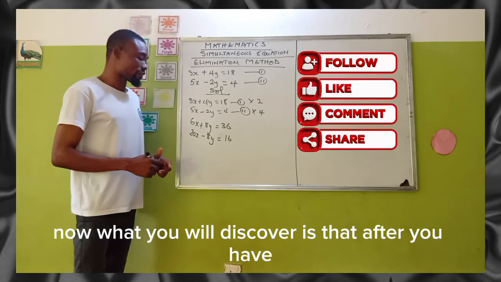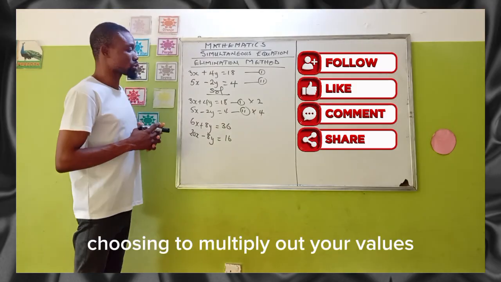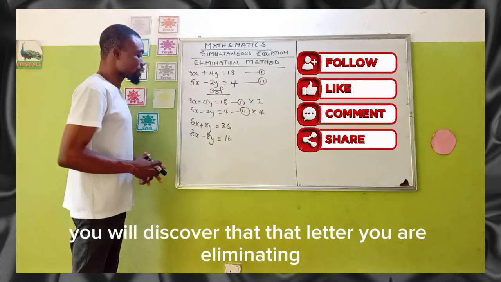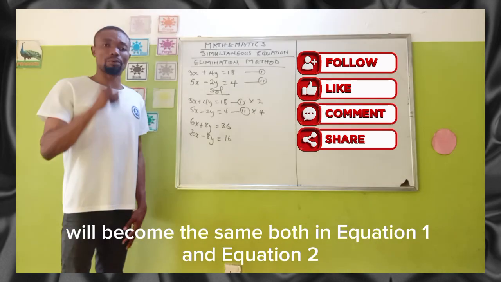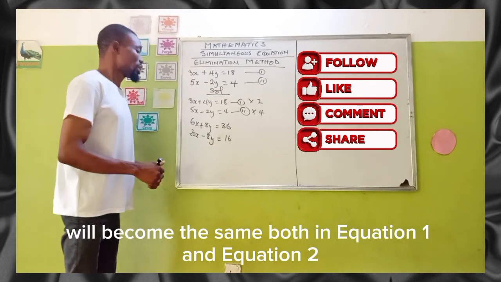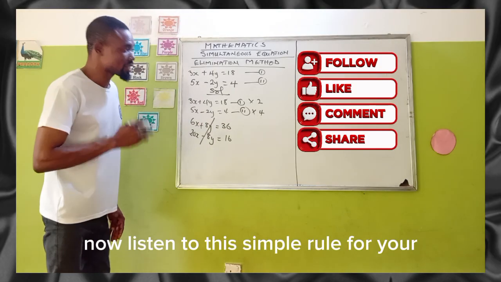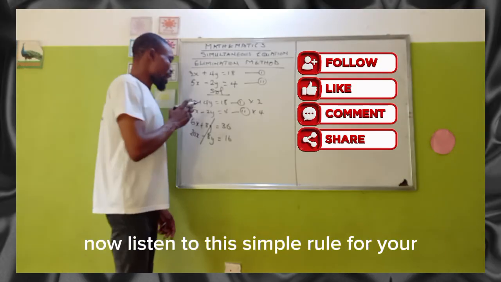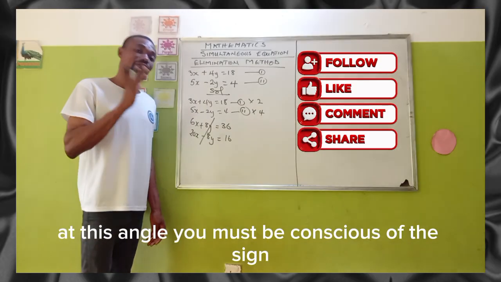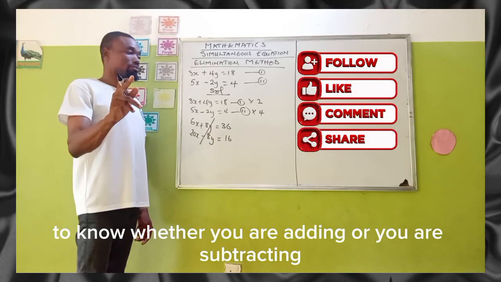Now, what you will discover is that after you have chosen to multiply out your values, the coefficient of the letter you are eliminating will become the same, both in equation 1 and equation 2. Then what you do, you eliminate it out. Now listen to this simple rule. At this angle, you must be cautious of the sign to know whether you are adding or you are subtracting.